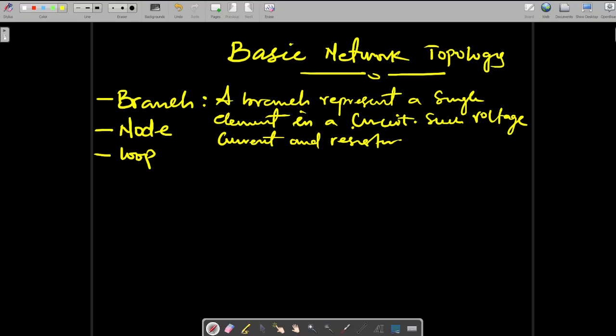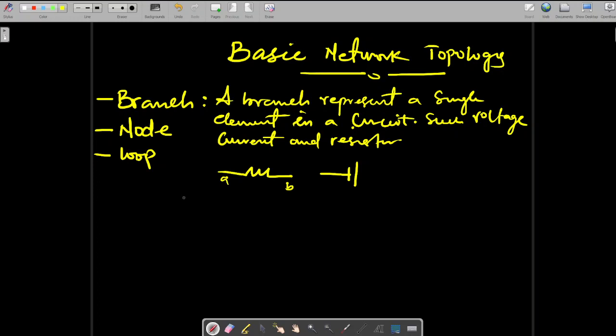So when you talk about a branch, you're talking about anything that has two terminals. Anything that has two terminals is said to be a branch. For example, if I have a resistor, it would have a terminal A and a terminal B. When you talk about voltage, it also has two terminals. Likewise, when you talk about current, it also has two terminals. Am I making sense now? Now that you understand this, we need to look at a circuit and count the number of branches in that circuit.